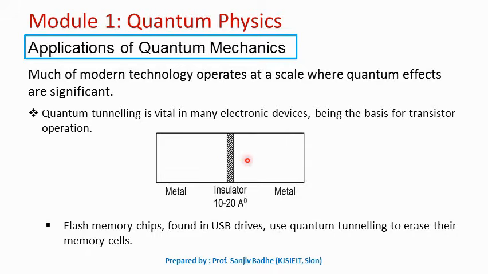This is called the tunneling effect, and it cannot be explained using the particle nature of electrons; we have to consider the wave nature of electrons. So, using the results from quantum mechanics only, this tunneling effect can be explained. It is used in applications like flash memory chips and USB drives, and quantum tunneling is also used to erase the memory cells in these memory chips or USB drives.